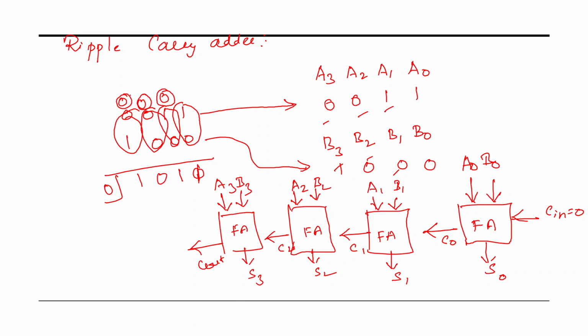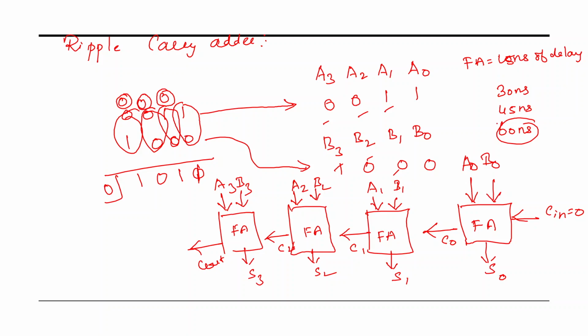But here, what's the drawback? Let me assume each full adder takes 10 nanoseconds, or 15 nanoseconds of delay. Then to compute a single full adder, I require 15 nanoseconds. To compute two full adders, I require 30 nanoseconds. To compute three full adders, I require 45 nanoseconds. To compute four full adders, I require 60 nanoseconds of delay. So now it consumes more time. That's a drawback.